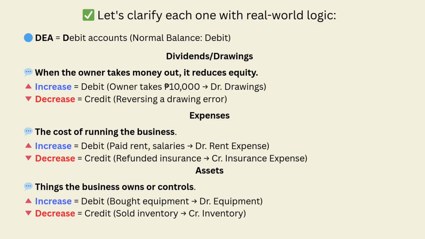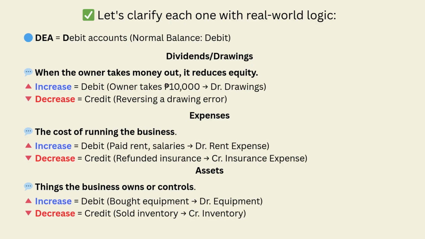DEA equals debit accounts, normal balance debit. 1. Dividends, drawings. When the owner takes money out, it reduces equity. Increase equals debit: owner takes 10,000, Dr. Drawings. Decrease equals credit: reversing a drawing error. 2. Expenses, the cost of running the business. Increase equals debit: paid rent, salaries, Dr. Rent expense. Decrease equals credit: refunded insurance, car insurance expense.